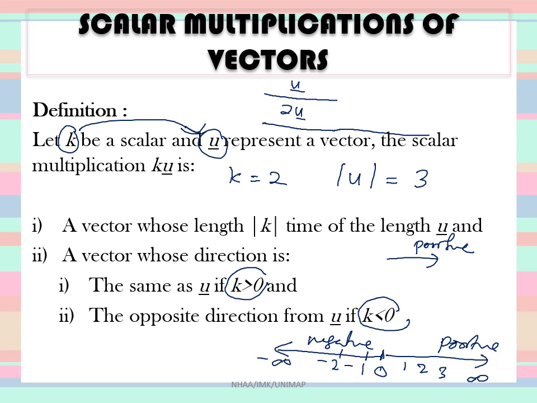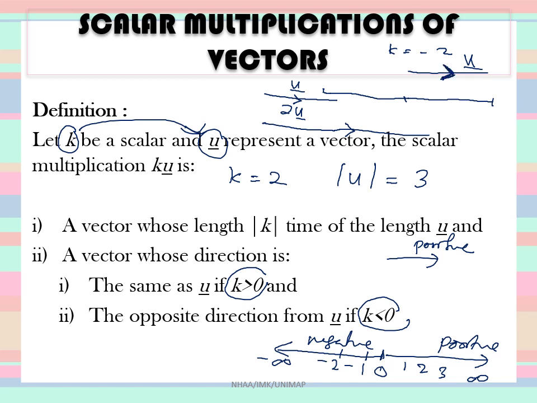Okay, do you understand? If this is your vector u and k is 2, then your new vector will have the same direction as your current vector. But if k is equal to negative 2, and this is your u, negative 2 means it will have 2 times the length of the current vector, and the direction will be the opposite of u.